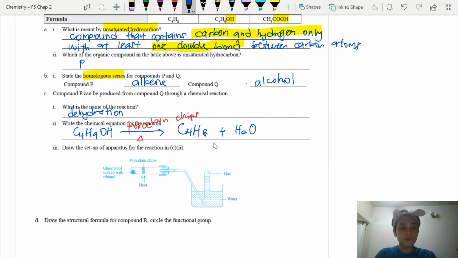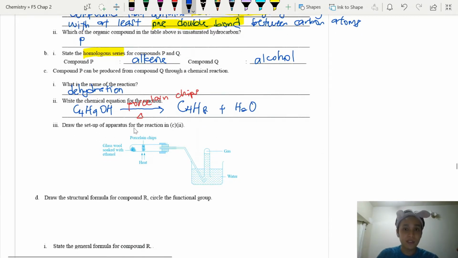Then they will ask you to draw the apparatus. That's why I say it's important that you identify the apparatus, the setup, for dehydration and also the oxidation reactions. For reactions that have a setup, you must remember how to draw it. They will ask you to sketch it out in your exam.